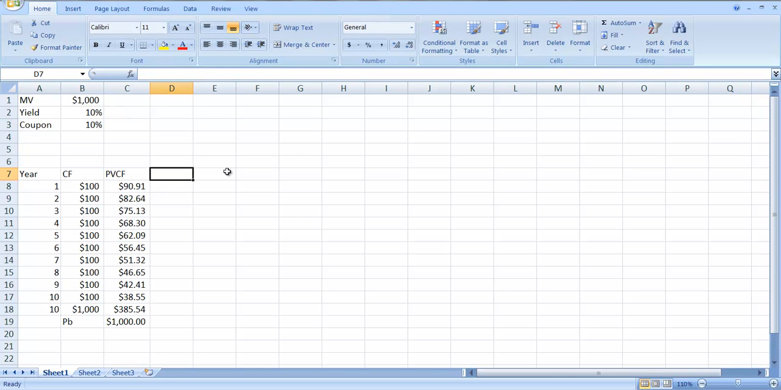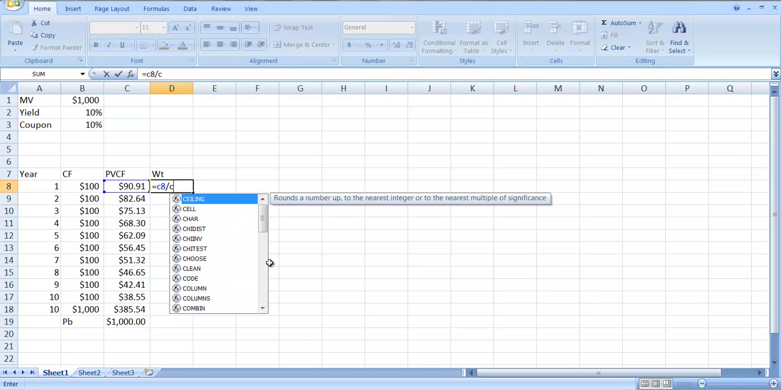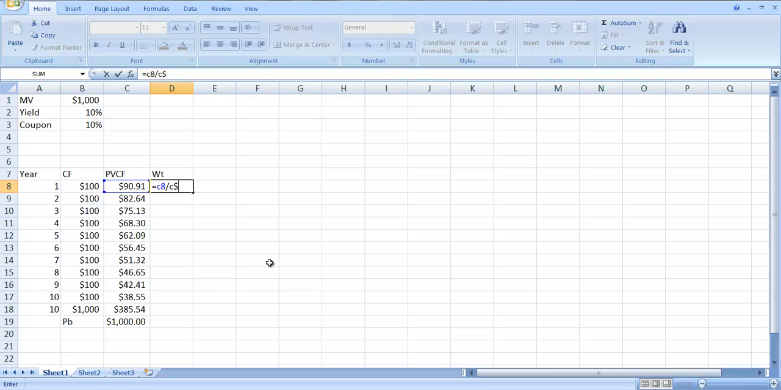Now, we need the weights. We need the weights for each year. And how do we get that? We take the present value of the future cash flow for that period and divide it by the price of the bond. So I'm going to have C8 divided by C19, and I put the dollar sign in because when I copy it down, I want it to stay at C19. And so I get 0.9090, so about 9% of our cash flow is received in the first year, etc. Okay, copy that down.